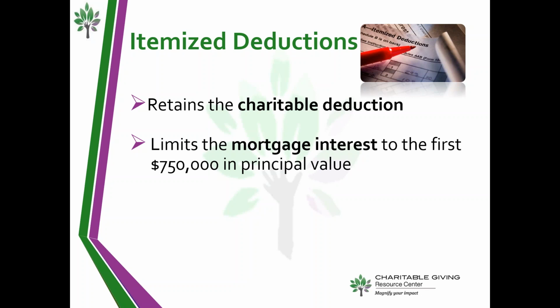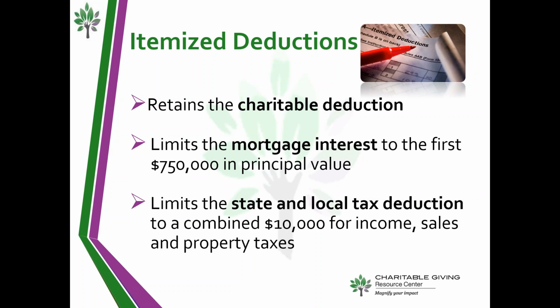But it also does limit the mortgage interest deduction to the first $750,000 of principal value on a residence. It also got rid of mortgage interest deductions on home equity mortgage line of credit loans. They're gone. And we're going to limit your state and local tax deductions, and that includes your property tax, to $10,000 per person per tax return. That used to be unlimited.